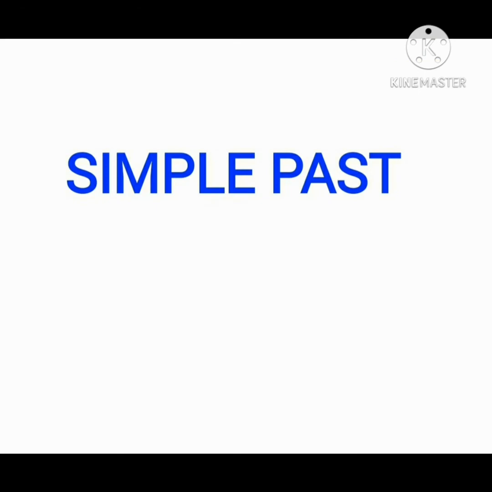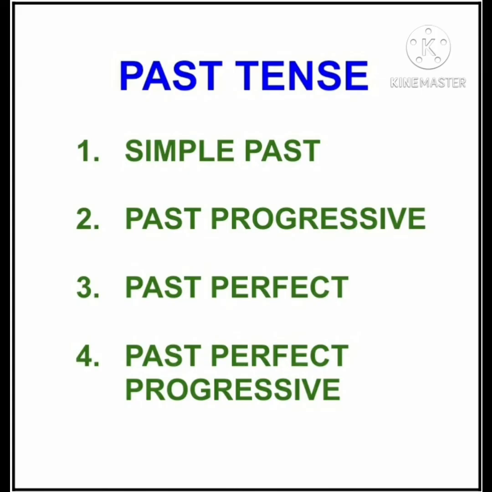Now let's learn about simple past. But before that, let me tell you what past tense is. The word past refers to an action that is over. Past tense has 4 subparts which give a clearer understanding as to when an action got completed.